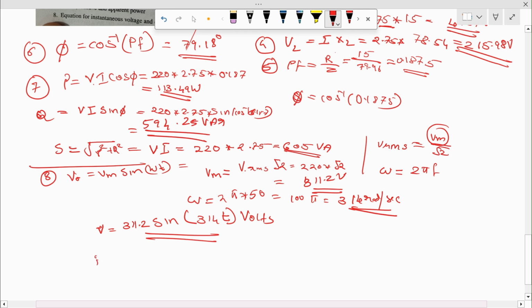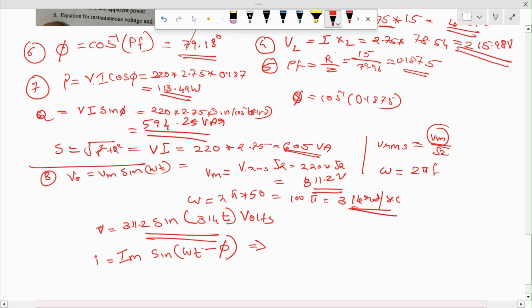Now we have to find the instantaneous value of current. So what will be the equation? Im sine omega t. If you are talking about a resistive unity power factor circuit, it will be Im sin omega t, but we have an RL circuit, so definitely there is a phase angle. We already found the phase angle here. It's 79.18 degree, meaning the current is lagging behind the voltage by some angle phi. So the general equation will be sin omega t minus phi, right?